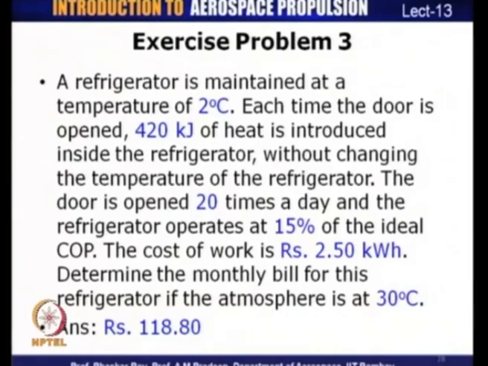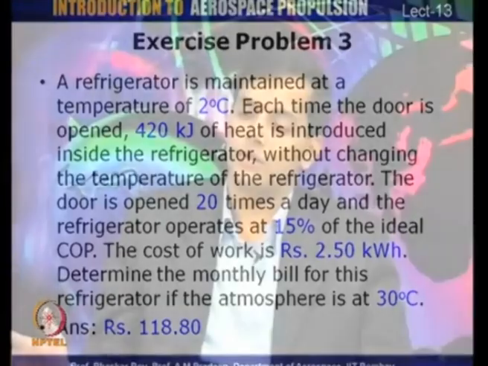So, in this problem there is a refrigerator which is maintained at a temperature. The heat into the refrigerator is given as 420 kilojoules, and the number of times the refrigerator is opened is also given, and the refrigerator is operating at 15% of the ideal COP. Given these conditions, we need to calculate the monthly cost of the refrigerator, and the ambient temperature is also given as 30 degrees Celsius. So, the answer for this is rupees 118.8 if you assume a cost of work as rupees 2.5 per kilowatt hour.